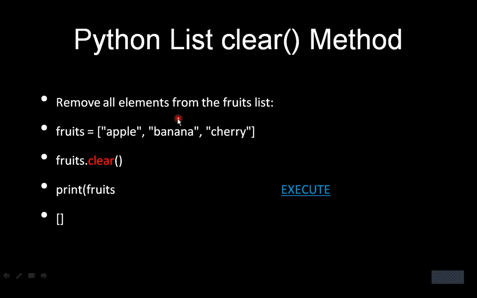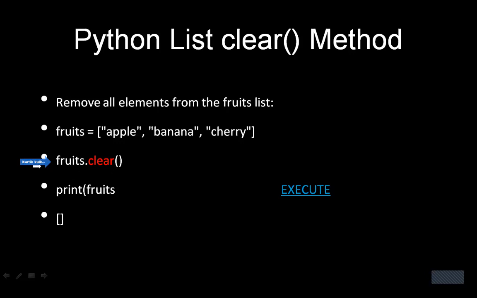Now we should understand how this clear method is used. I have taken the same example: the list name is fruits, and I have taken three fruit names, apple, banana, and cherry. And then, how to clear all the elements? You can notice here that I will use fruits dot clear.